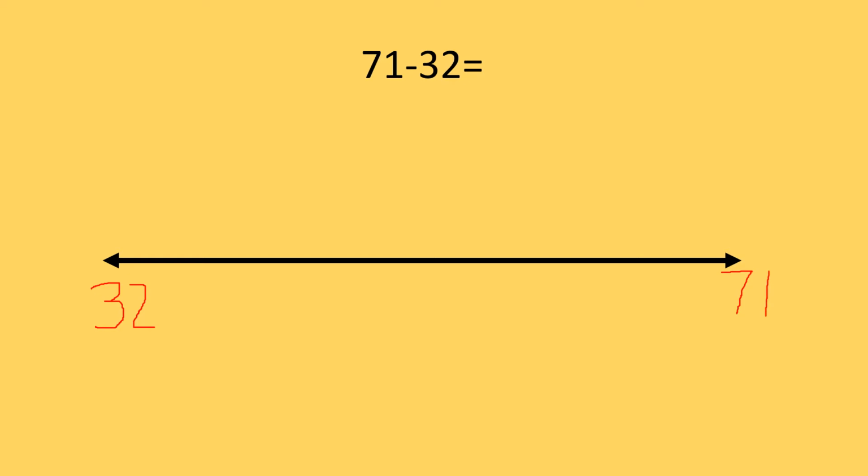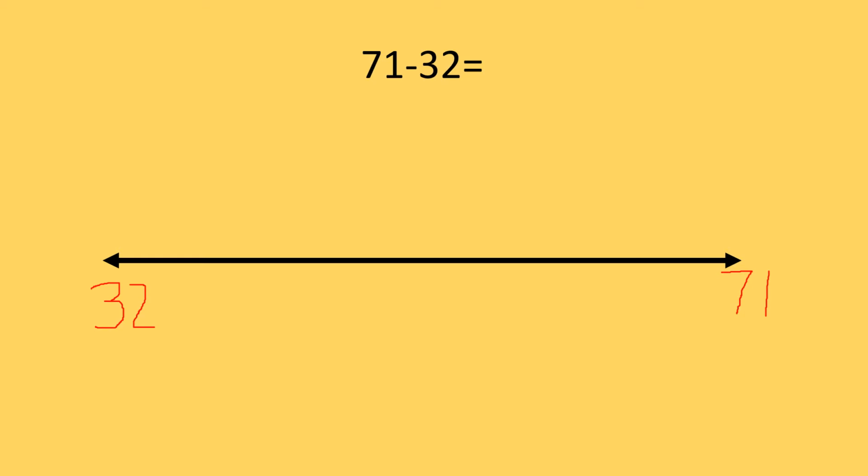Now, awesome possums, our answer is between 32 and 71. Our answer, 71 minus 32, is going to be between the numbers 32 and 71. All right, I wanted to make sure you understood that.